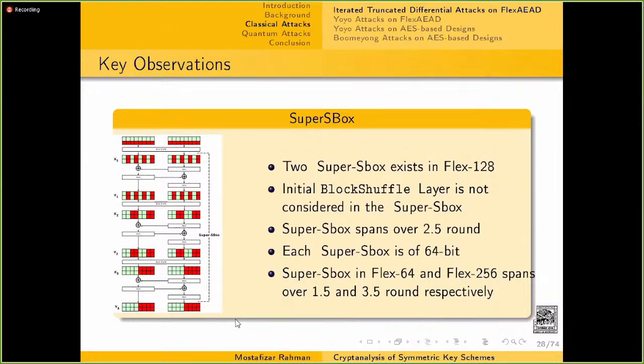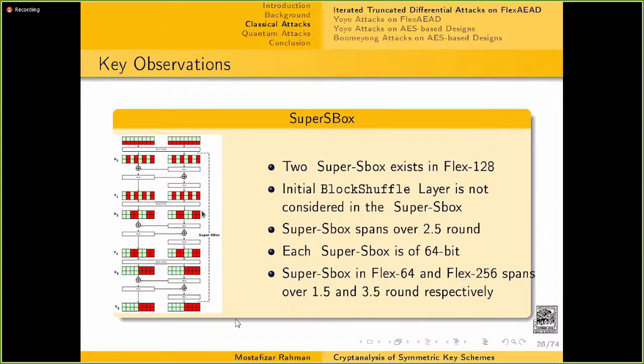And the next observation is the super S box. So we have identified two parallel super S boxes in the Flex AED, and we have shown in this diagram that this is for the 2.5 rounds. So we have omitted the blocks of a layer here, and the rest of the part we consider as 2.5 rounds.